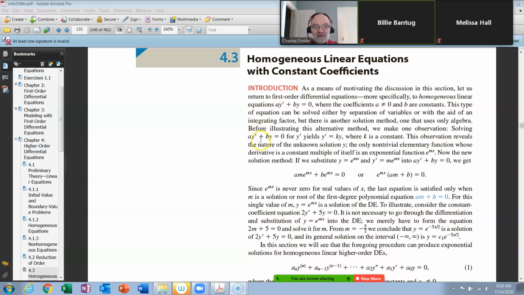And here's basically a first order linear homogeneous equation with constant coefficients: a y prime plus b y is equal to 0.